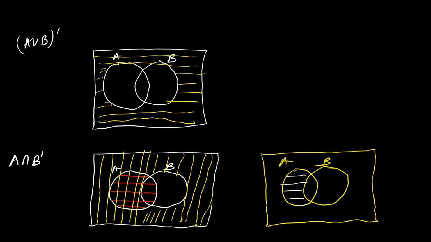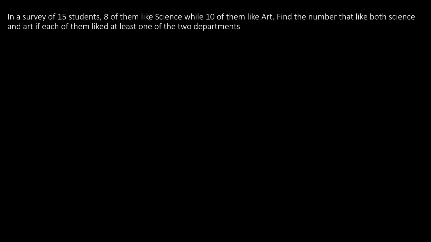Now let's look at some real life examples. This is the first example we are going to be looking at. The question says, in a survey of 15 students, 8 of them like science, while 10 of them like art. Find the number that liked both science and art if each of them likes at least one of the two departments. If you look at this question, we are going to see that what we are being asked is to look for science intersection art.